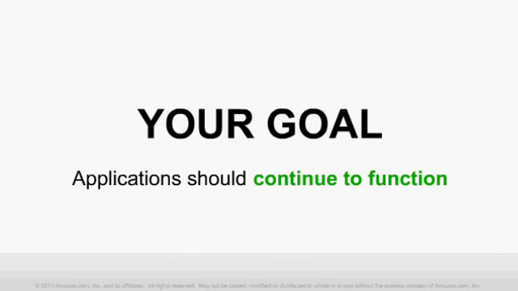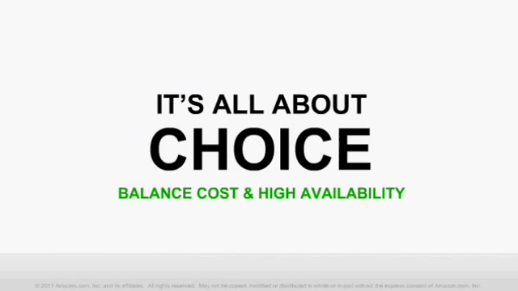So again, it's all about choice. You've got to balance your cost with your availability, and come up with your own architecture. This is just an example of some tools that you can apply in a variety of different patterns to build a highly available platform that fits your cost profile and your RTO, and your RPO.